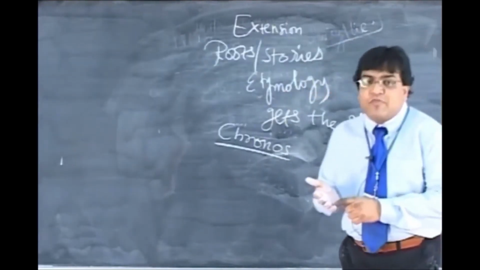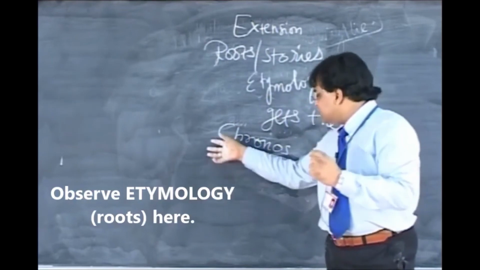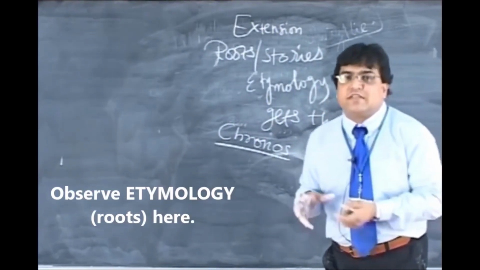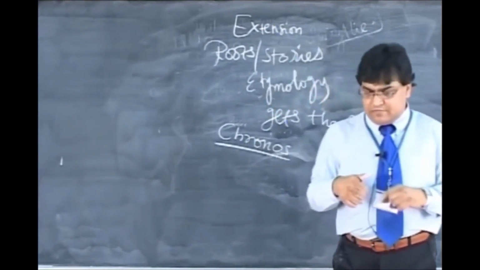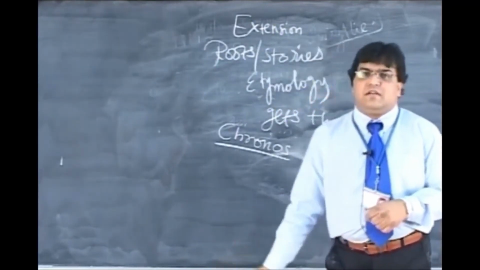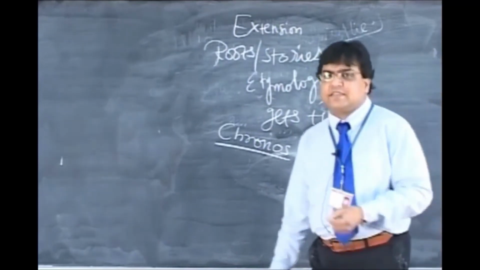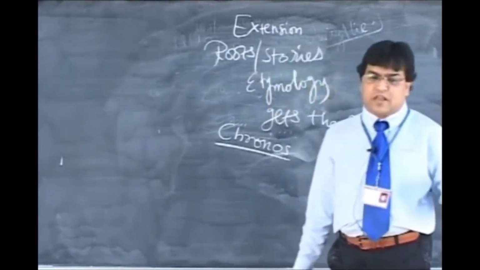Chronos means time, so I can say chronometer, which can mean watch. Anachronistic is something that is outdated, something that is not keeping pace with time. A chronicle is a newspaper that gets published time and again, that is daily. A chronic disease is one that has been existing for a very long time.